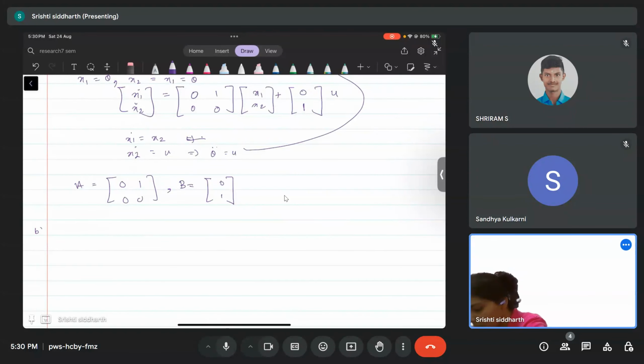Now it's the second part of this question. So we're defining the similarity transformation P.